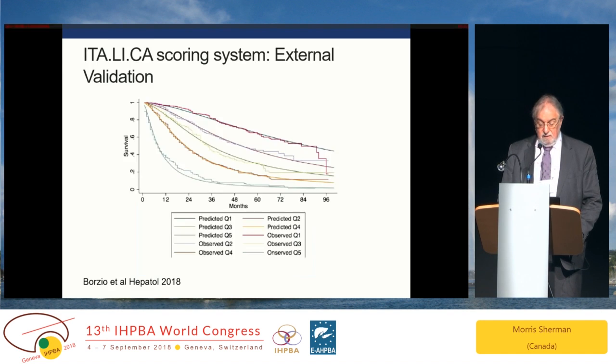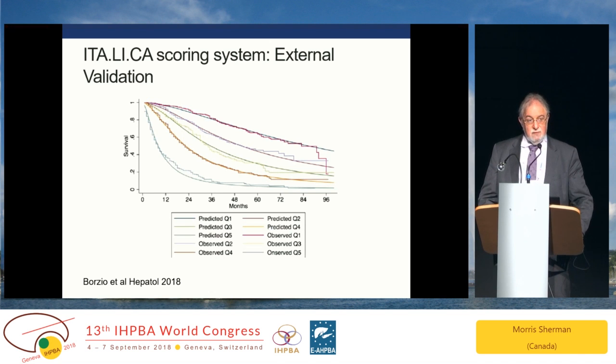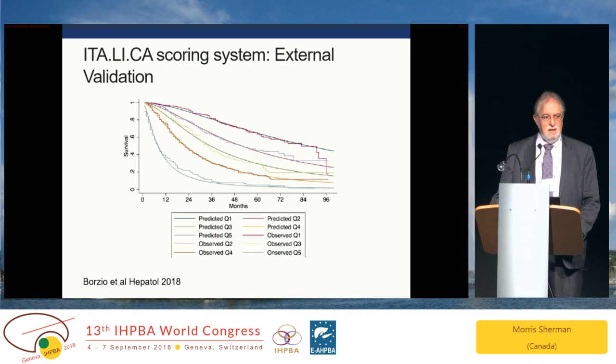This has been validated, I hesitate to say externally, by another Italian group. And what they did in this study was that instead of dividing the scores into quartiles, they divided it into quintiles. So now you have 5 curves. And what you can see once again is when you look at observed and expected, they're pretty close to each other, and you have good separation between the different quintiles. So this looks to be, I won't say robust, but it looks to be as if it might be a useful system.